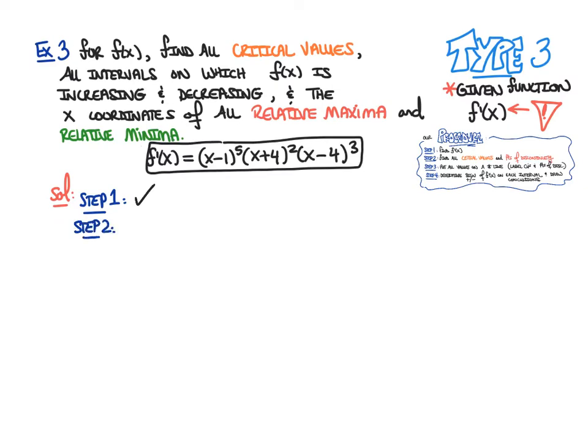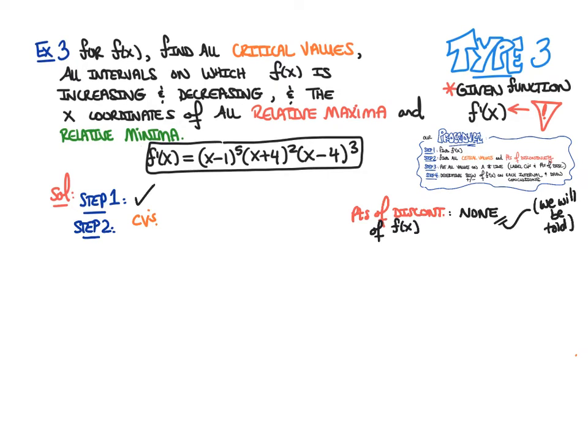So step 2, we are going to find all critical values and all points of discontinuity. Now, right off the bat, points of discontinuity would be for the original function f of x. And since we're given f prime of x, it's hard for us to determine this. So there are none here, and in this context, we will be told if there are any.